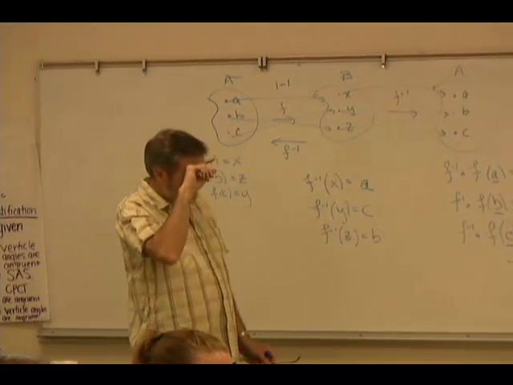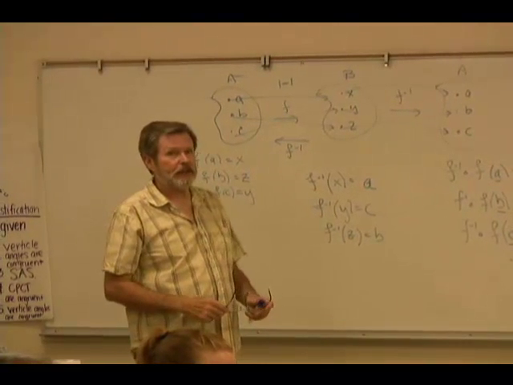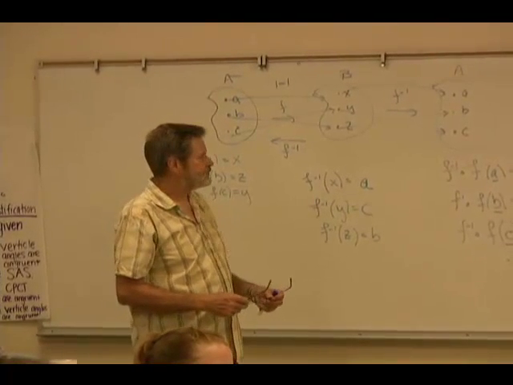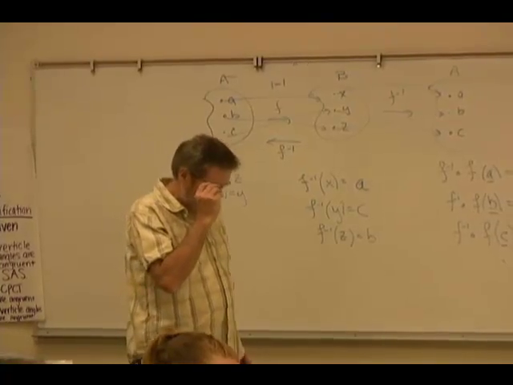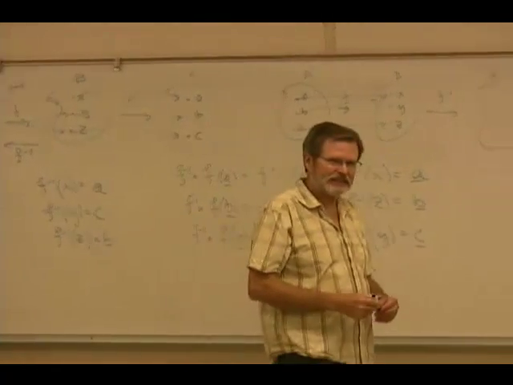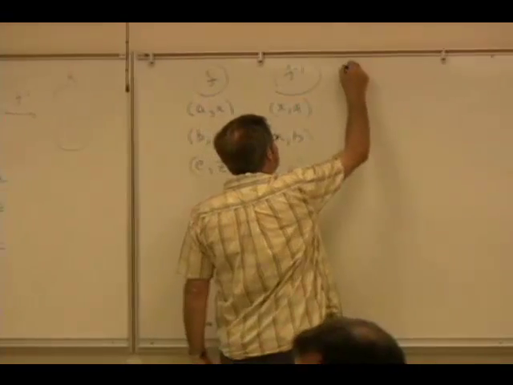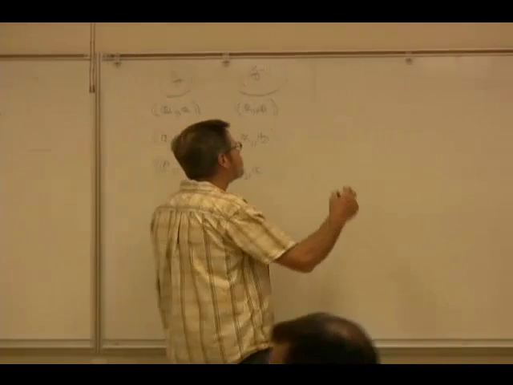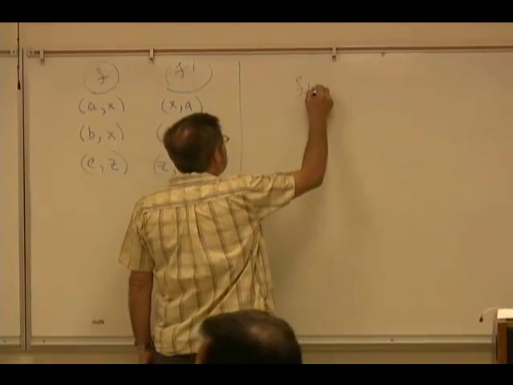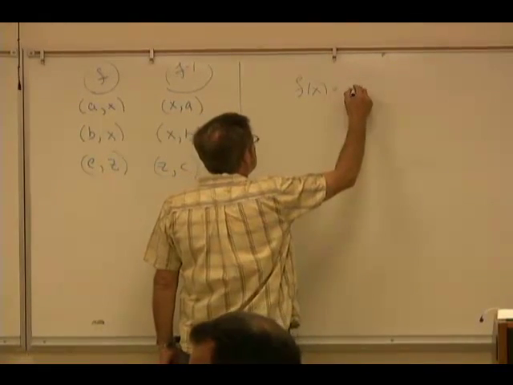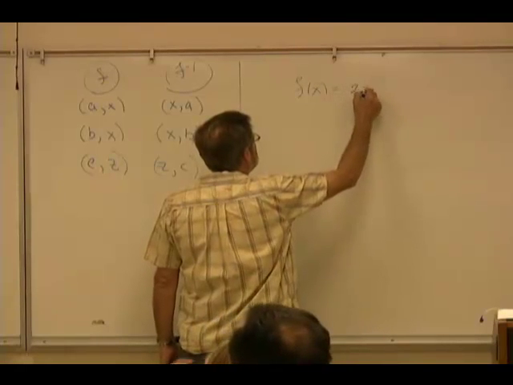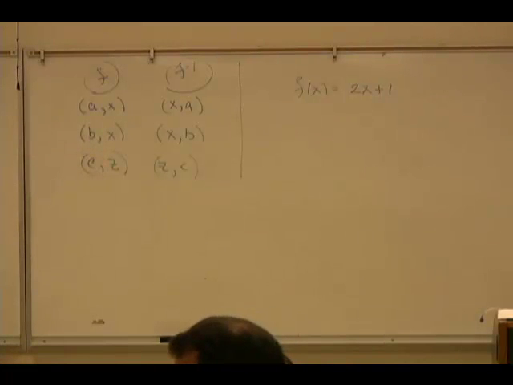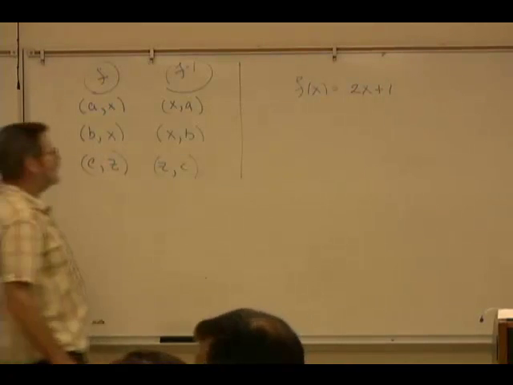Also, to be a function, f needs to be 1-to-1. Okay. So let me look at an example from the real numbers. Let me look at, say, f of x equals 2x plus 1, which is a function from the real numbers to the real numbers given by this straight line.